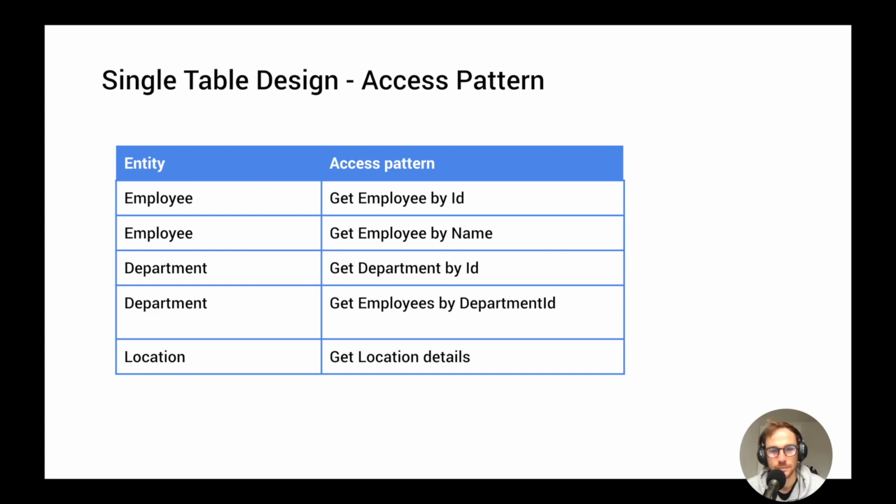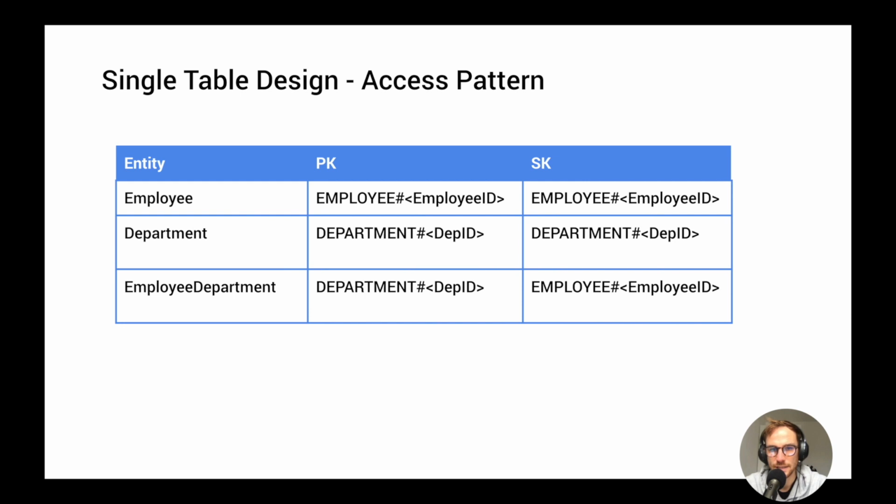Same thing for the department. So get department by ID. But another, maybe a little more complex query, will be get employees by department ID. So given a department ID, I want to get all the employees that work in that department. And for the location, I just started with an example: get location details.